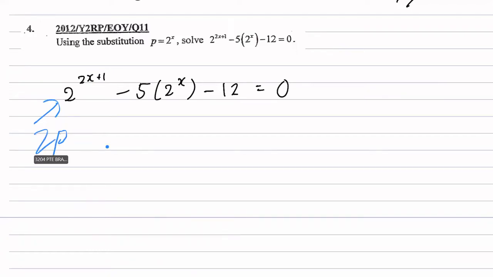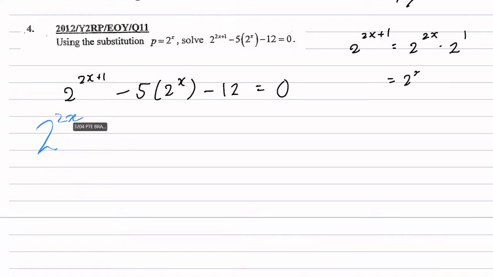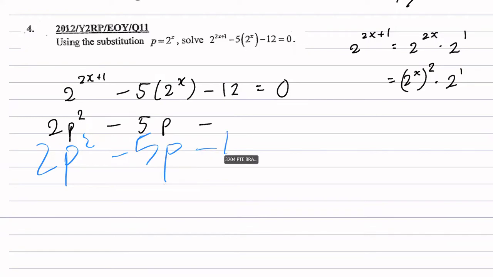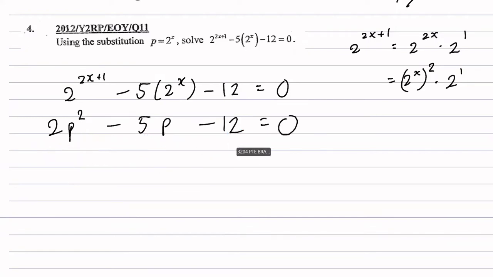No. Wait, sorry. Wait, what am I saying? Oh yeah, no, wait. Okay, yeah. Right? What's 2 power x, square? 2p square. Yes, very good. Okay, 2p square minus 5p minus 12. Exactly. Then just solve for p.